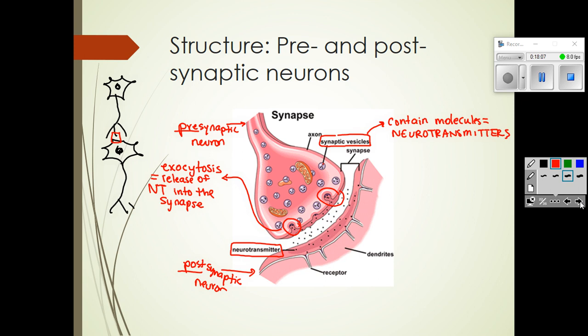Now, does anyone have questions so far? Okay. If we look over here, we have the word synapse. Sometimes it will be referred to as the synaptic cleft, which is literally the space that is between the two neurons.